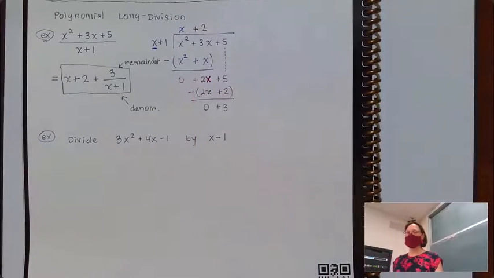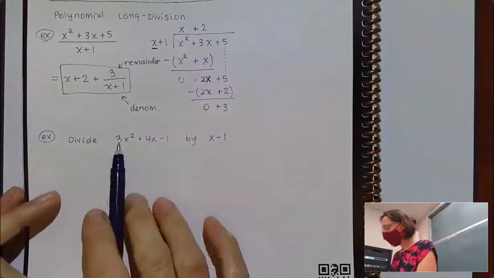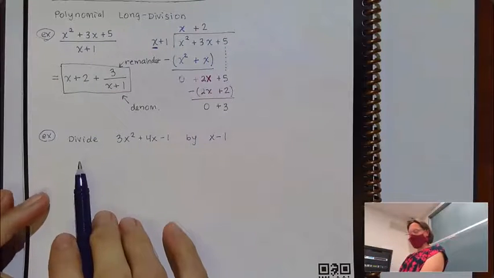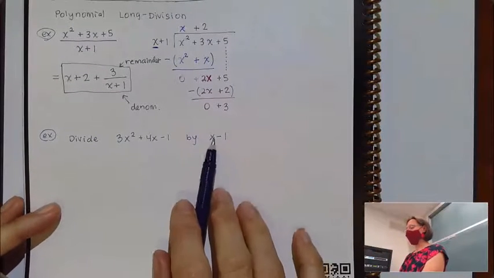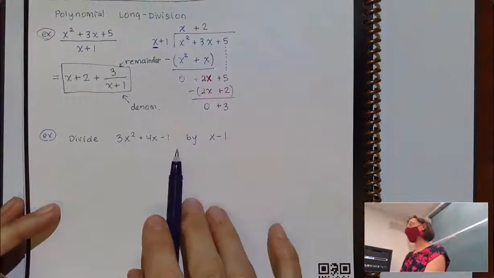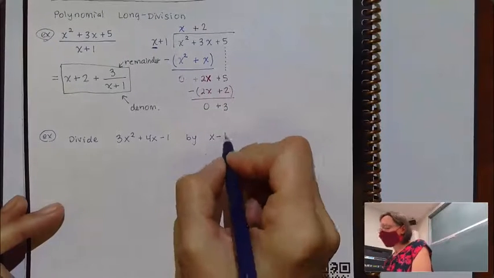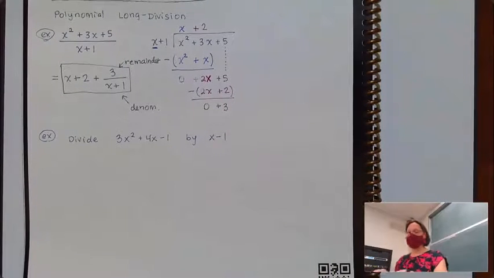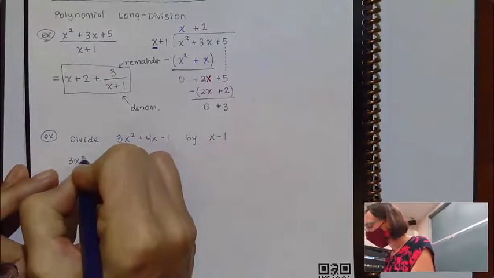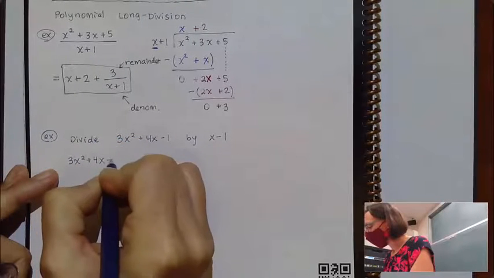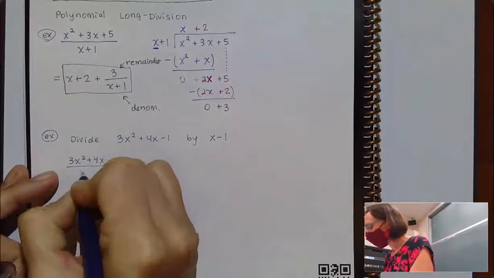Let's do one more example, and I'm hoping that this next one is going to help solidify that a little bit. So the instructions here are to divide 3x squared plus 4x minus 1 by x minus 2. If I'm dividing by something, whatever's coming after the by, that's what's going in my denominator. So this is the same as if I had written this.